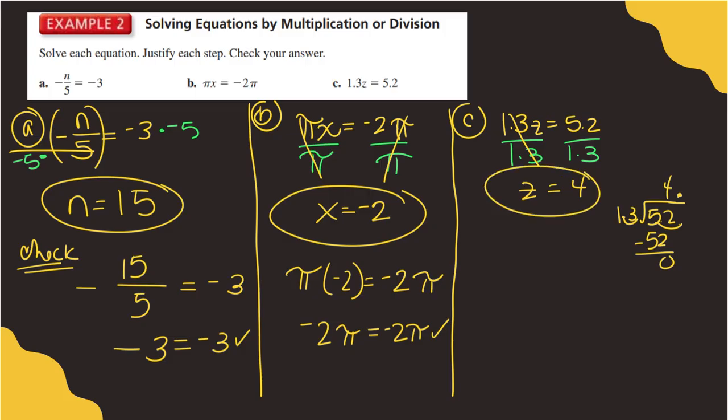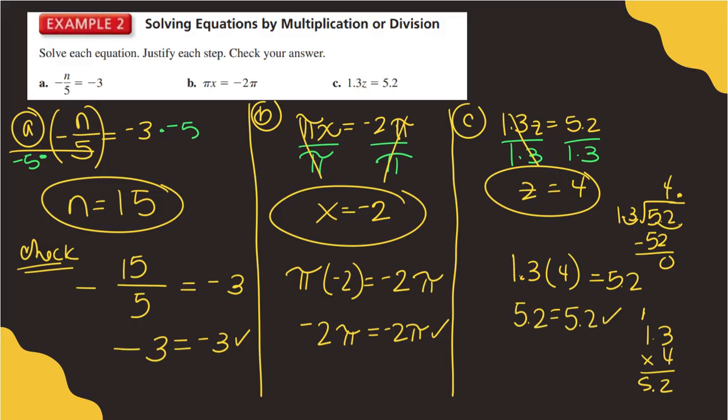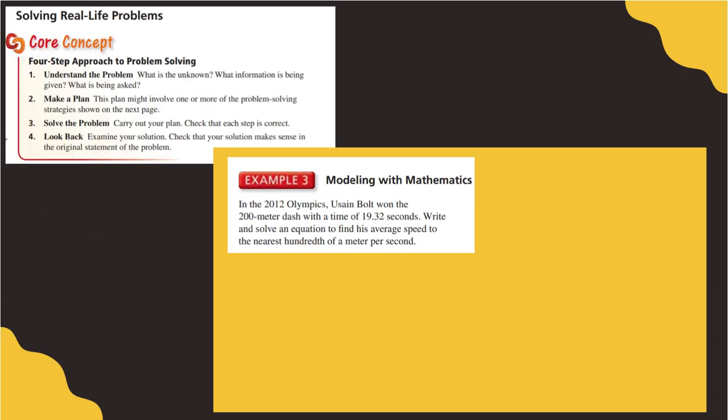Checking our answer, we're just going to use substitution. 1.3 times 4 equals 5.2. Checking 1.3 times 4, 12. Bring down the decimal. 4, 5. So 5.2 equals 5.2. Always remember what you're trying to solve for is the variable. So you always want to isolate, okay, the variable.